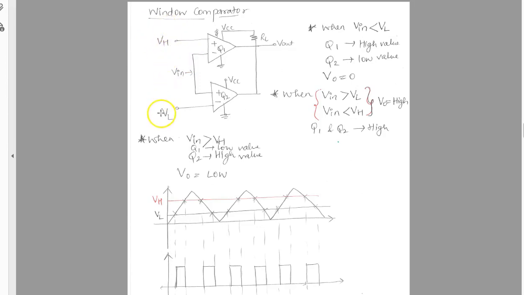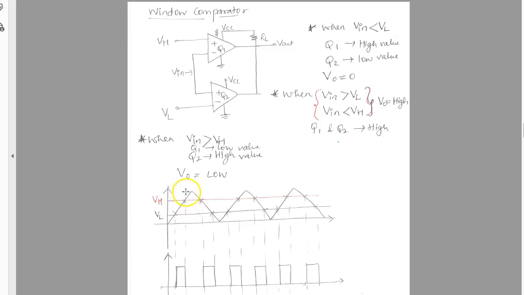So whenever the input lies in this range, during that range only your output is going to be high, and both the op-amps will be high and the output voltage will be high. And the waveform is given here. As you can see, VH voltage has been defined here, VL voltage has been defined here. So between these two points, our output is going to be high. And on the rest of the places, it is low.